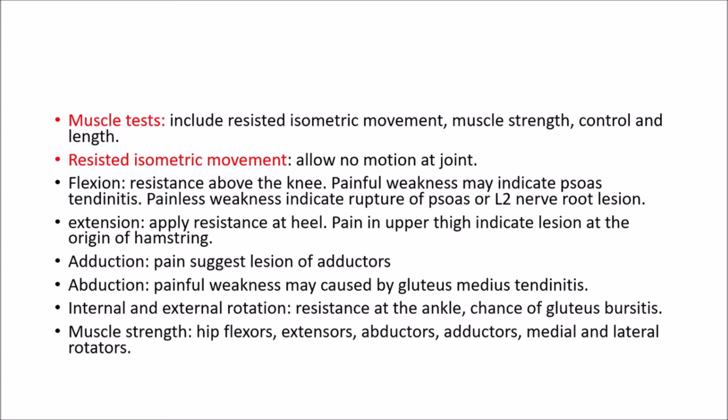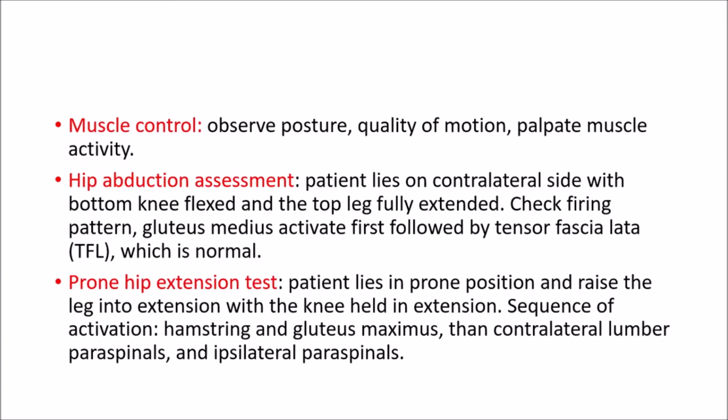Next is to check the muscle strength. In muscle strength, you will check the strength of all the muscles: flexors, abductors, adductors, and the medial and lateral rotators. Next is to check the muscle control. In muscle control, what you will do is observe the posture, check the quality of motion, and palpate the muscle activity. You have to check the firing pattern of a muscle. There is a sequence with every action, like which muscle will activate first and which muscle will follow that activation.